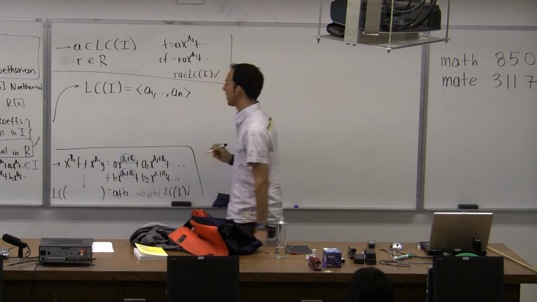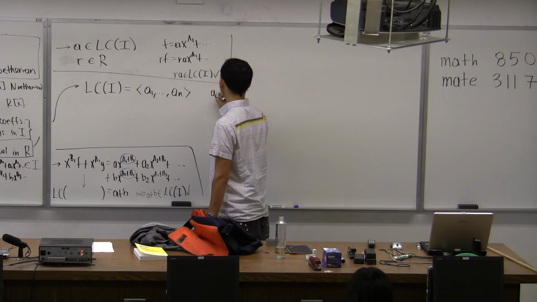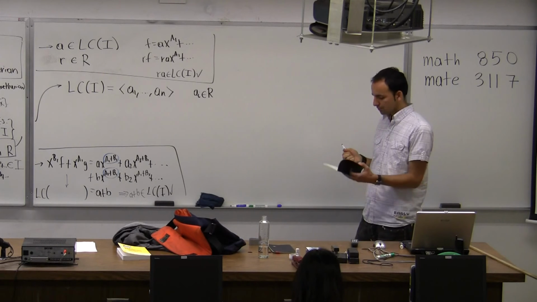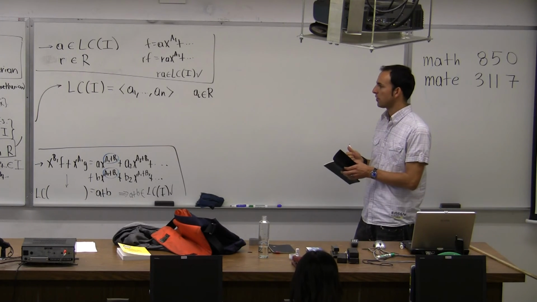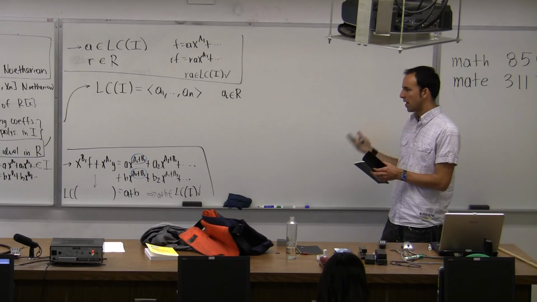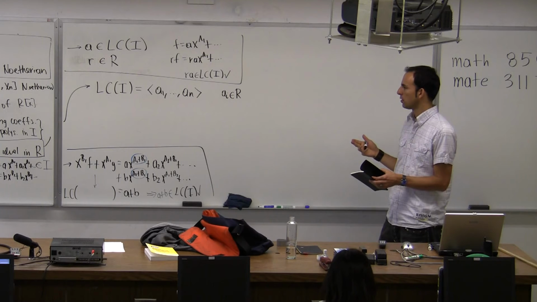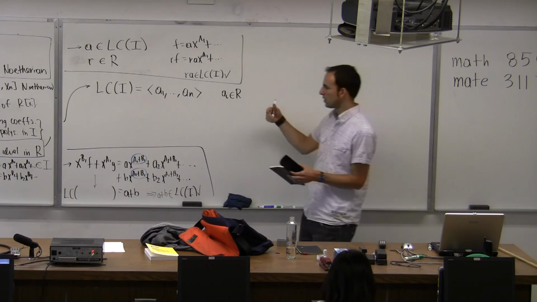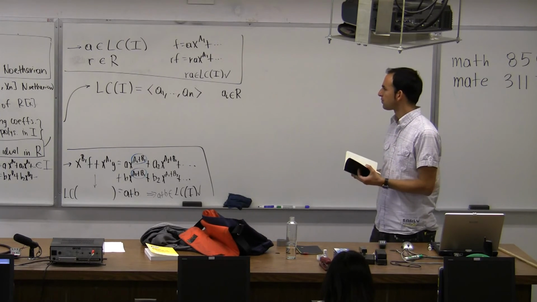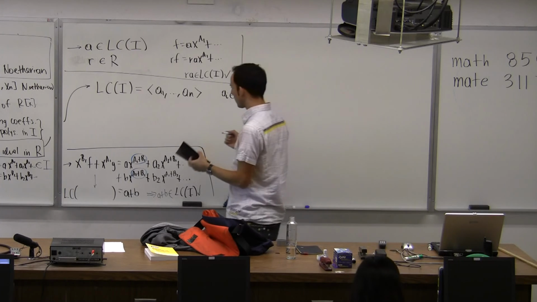And so let's say that it's generated by A1 up to AN, which are elements of R. So I have generators for this guy, and somehow I want to use them to get generators for my ideal I that lives inside R[X]. So how am I going to do this? Well, what I'm going to do is the following.